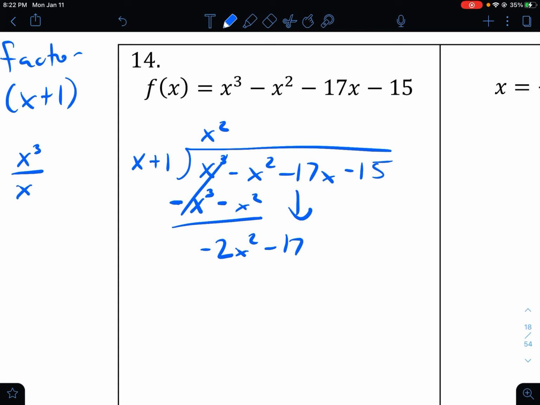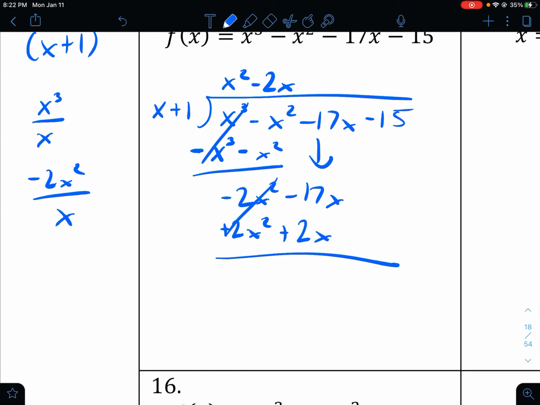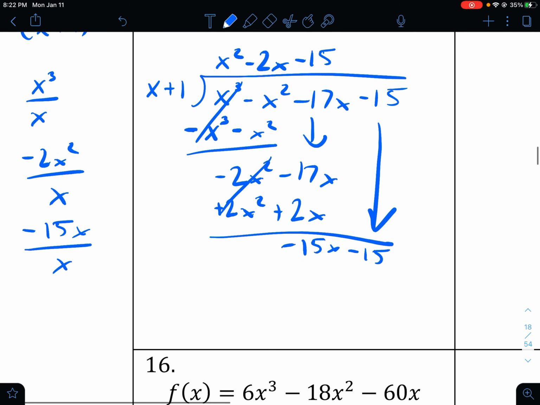And we will bring down our 17x. So now we're going to do negative 2x squared divided by x, which is going to give us a minus 2x. So let's go ahead and multiply. We get negative 2x squared minus 2x. Switch our signs, plus plus, cancel. And we end up with a negative 15x. Bring down our negative 15. Negative 15x divided by x gives us a minus 15. So we get negative 15x minus 15, switch our signs, and of course, that tells us we did our division correctly because if it's a factor, we should not have a remainder.